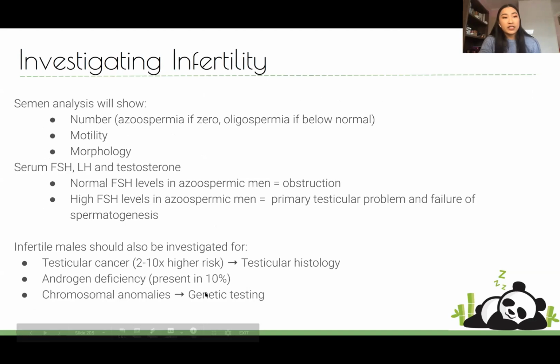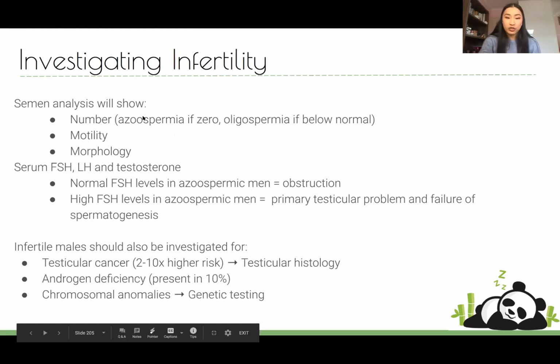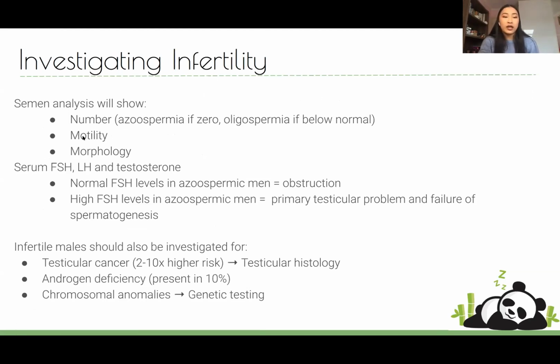If male infertility is suspected, it's diagnosed with semen analysis and hormone levels. Semen analysis will look at the production of the sperm, so the number, if you are actually producing sperm, and also the motility and morphology, looking at the health of the sperm. Hormone levels are going to give more of a clue though to the cause.